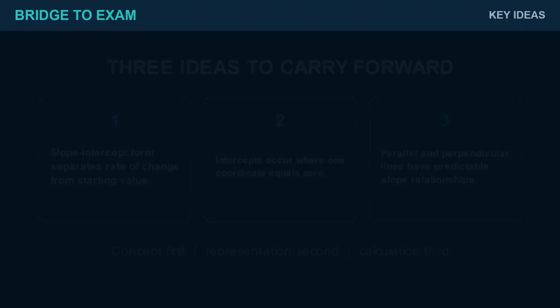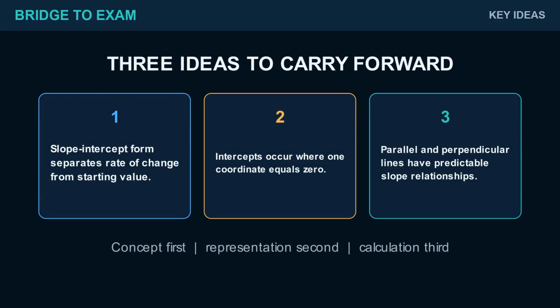3 ideas organize the lesson. First, slope-intercept form separates rate of change from starting value. Intercepts occur where one coordinate equals 0. Parallel and perpendicular lines have predictable slope relationships.